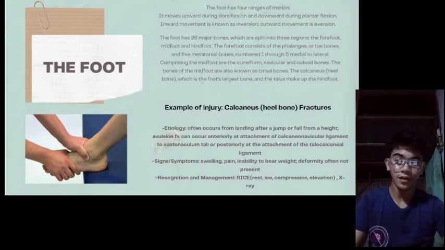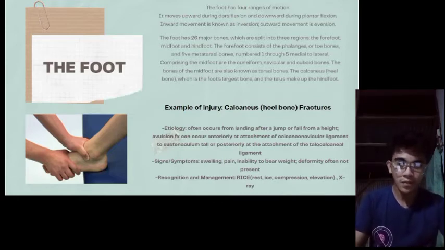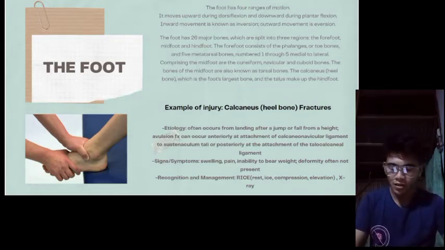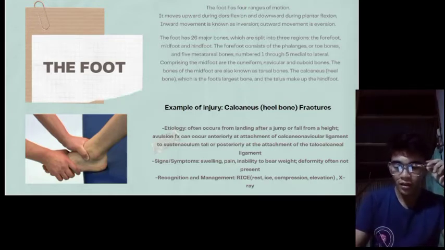Example of injury: calcaneus or heel bone fractures. Etiology: it often occurs from landing after a jump or a fall from a height. Avulsion fractures can occur anteriorly at the attachment of the calcaneofibular ligament to the sustentaculum tali, or posteriorly at the attachment of the talocalcaneal ligament. For those who don't know, a calcaneus fracture is a fracture of the heel bone.